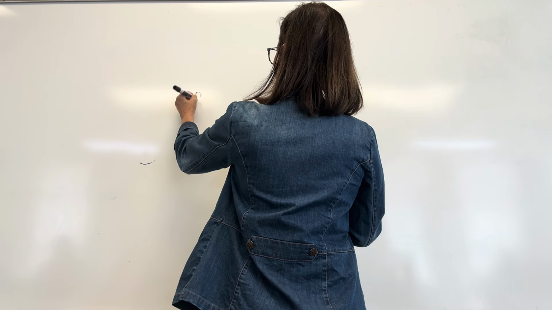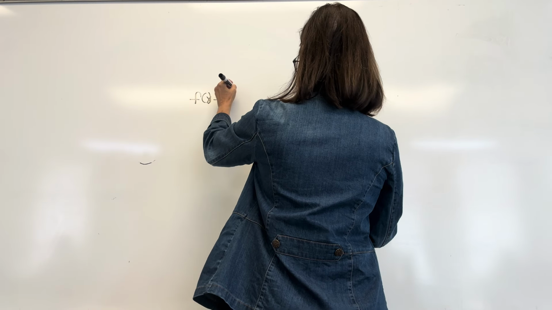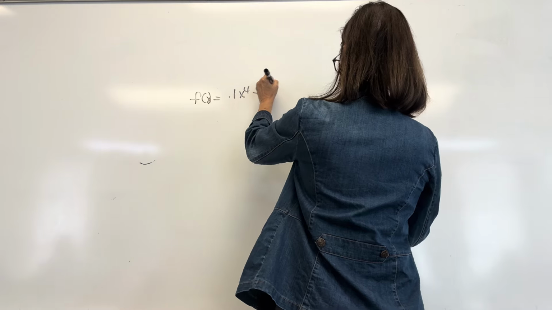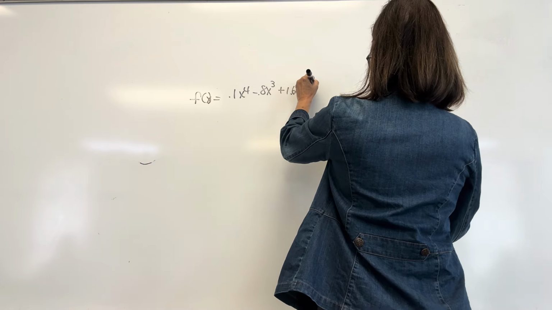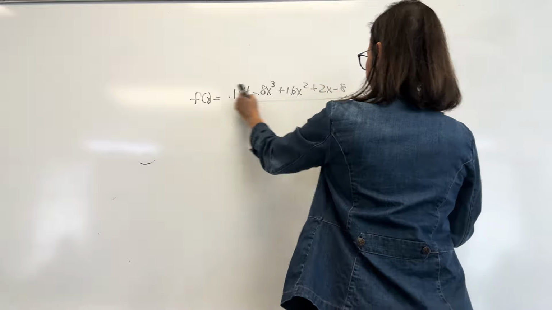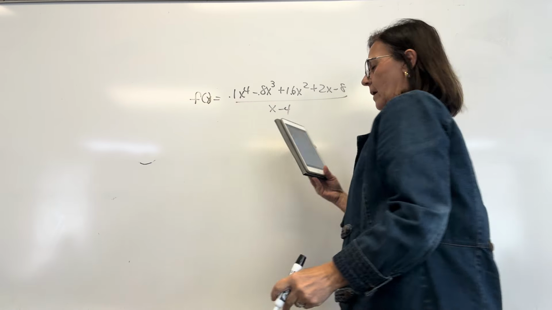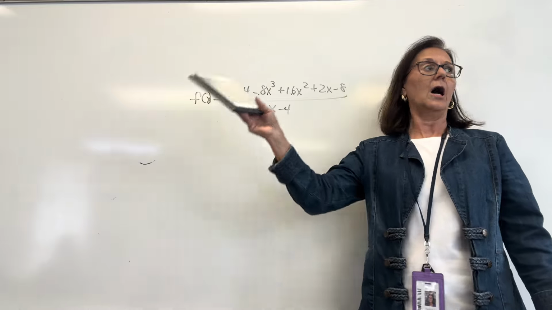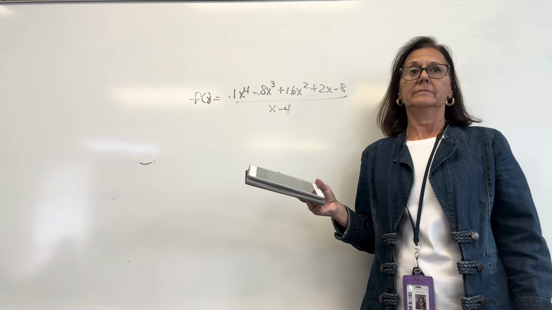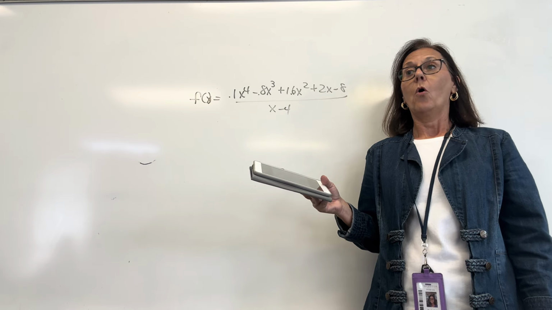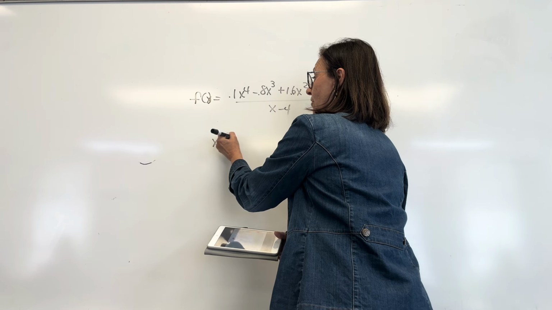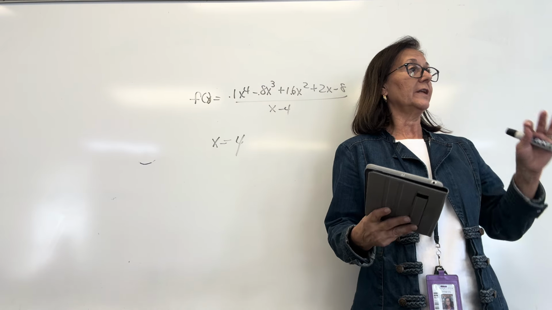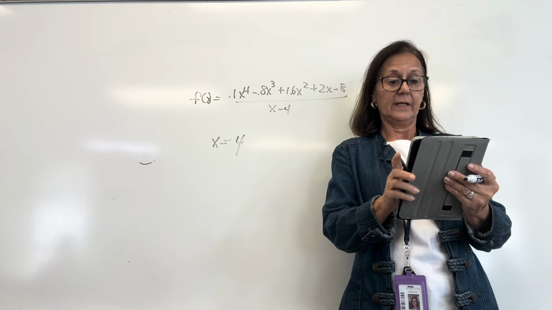So, if you graph, all right, at what point is this function undefined? When x equals 4. Because a function is always undefined when the denominator equals 0.